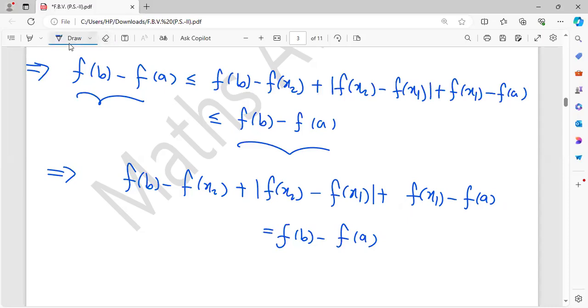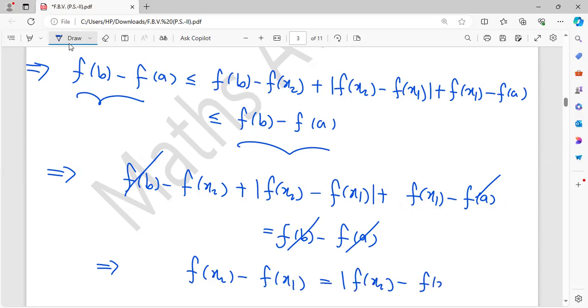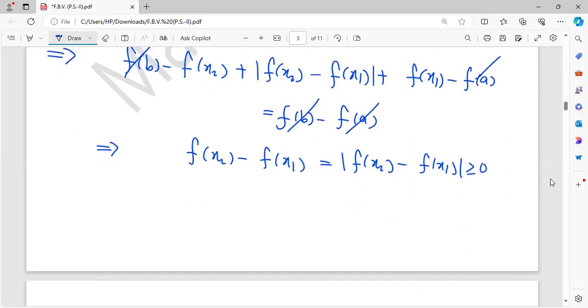Now solve it. So f(b) and f(a) will cancel out, and after solving it, the absolute value of f(x2) minus f(x1) equals f(x2) minus f(x1), that is greater than or equal to zero, because this is an absolute value. So this implies f(x2) is greater than f(x1). This implies f is monotonically increasing.